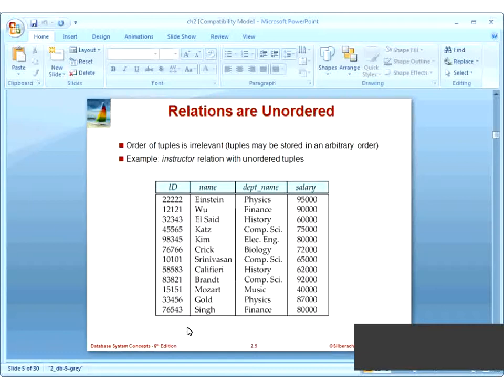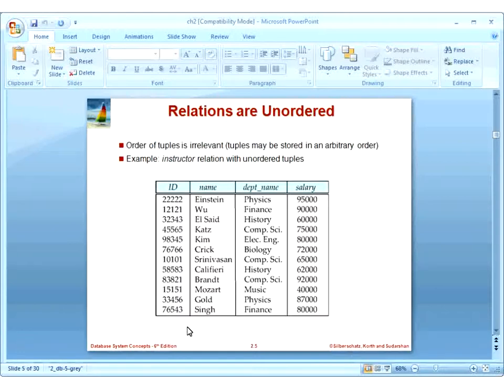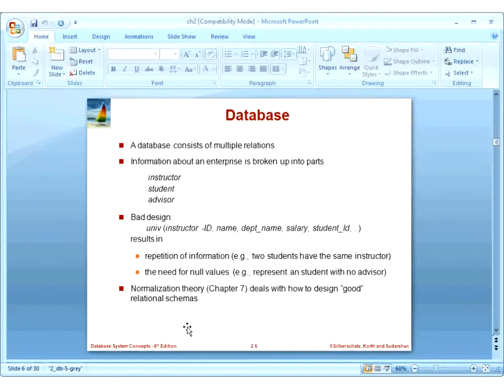Then we talked about the order of relations, that relations are unordered. So the order of tuples is irrelevant. They are stored in arbitrary order. Even if the table is ordered or unordered, it means the same. A database consists of multiple relations. Information about an enterprise is broken down into parts: instructors, students, advisors, so there can be multiple tables.